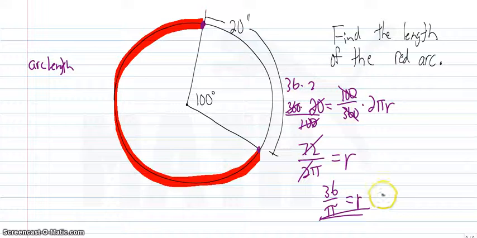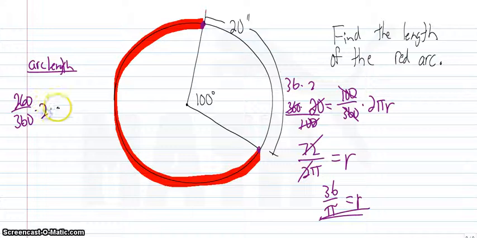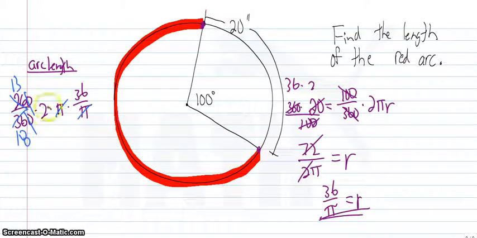Arc length is central angle of 260 degrees over 360 times 2 times pi times the radius of 36 over pi. This will simplify down a little bit. Pi over pi cancel out. Divide by 10, divide by 10. You can divide this by 2, divide that by 2. This is in the numerator, that's in the denominator. Divide this by 9, divide that by 9, and I have 13 times 4, which gives me a length of 52 inches.